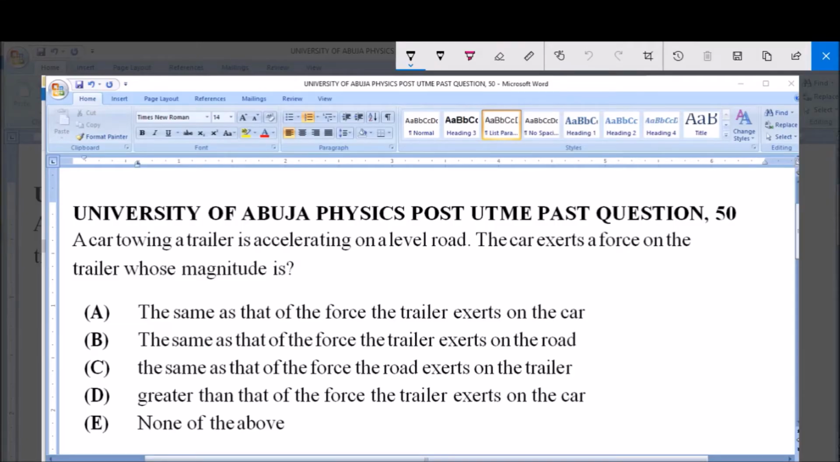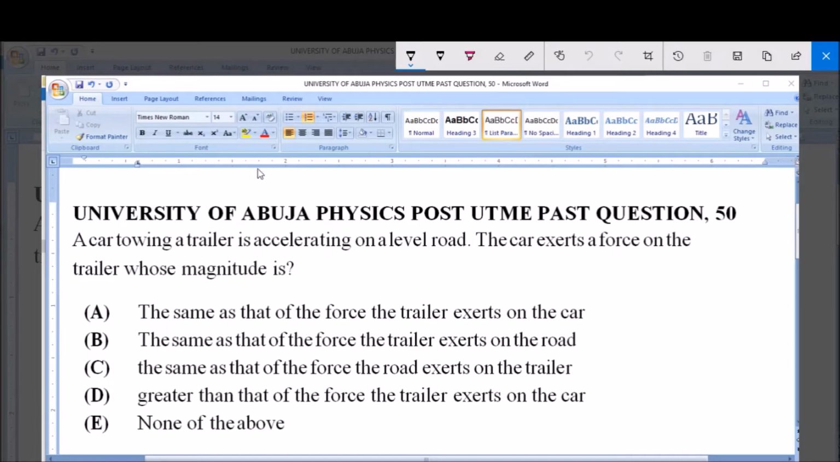Today we're dealing with University of Abuja Physics Post UTME Past question 50. A car towing a trailer is accelerating on a level road. The car exerts a force on the trailer whose magnitude is A. The same as that of the force the trailer exerts on the car. B. The same as that of the force the trailer exerts on the road. C. The same as that of the force the trailer exerts on the trailer. And D. Greater than that of the force the trailer exerts on the car. Option E says none of the above.